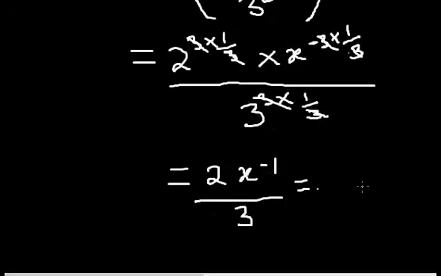So at the end of the day, my answer is going to be equal to 2, then x raised to the power minus 1. Remember the reciprocal: if I want to remove the minus, I have to do the reciprocal of x. That means x will come down into the denominator. That's going to be 2 all over 3x. So this is my final answer.